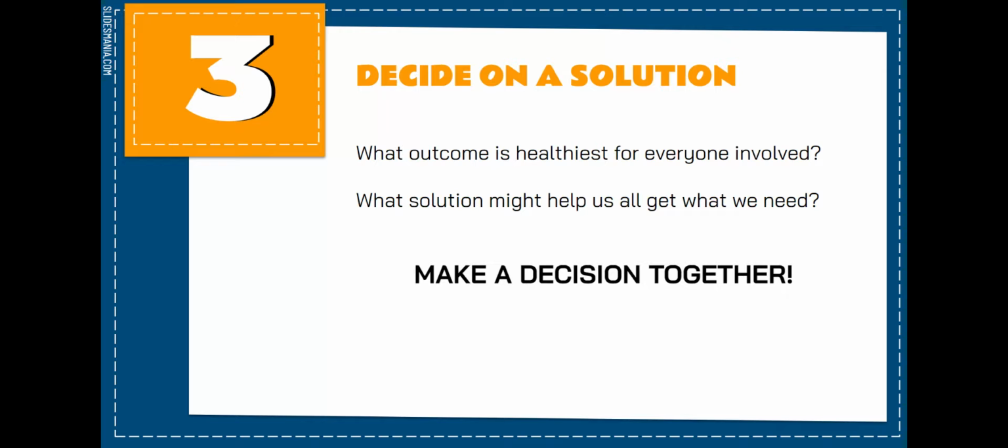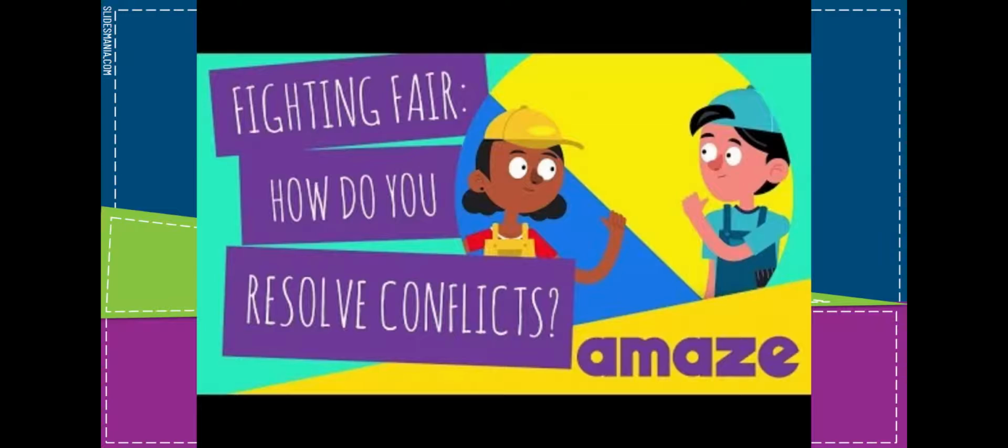Step 3 is decide on a solution. This may take some compromise to come up with the healthiest solution that best meets the needs of everyone involved. Make the decision together. Let's watch a short video clip summarizing how best to resolve conflicts.